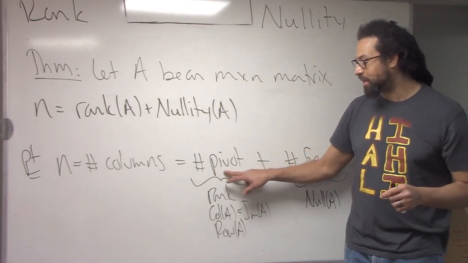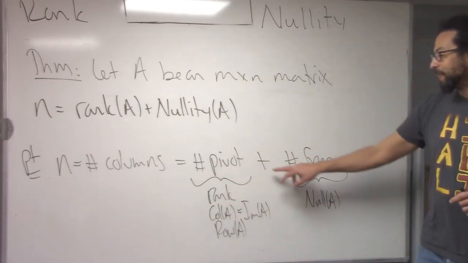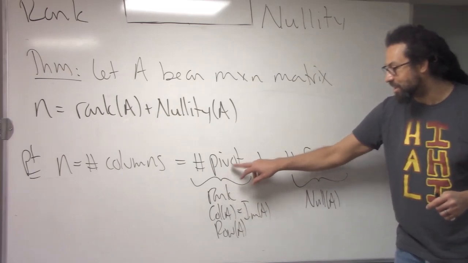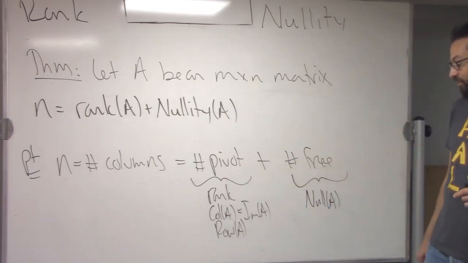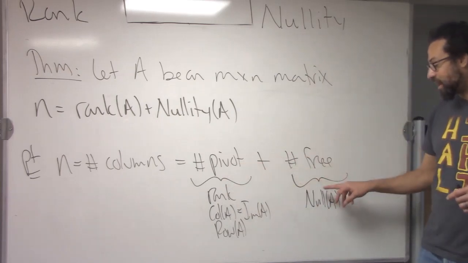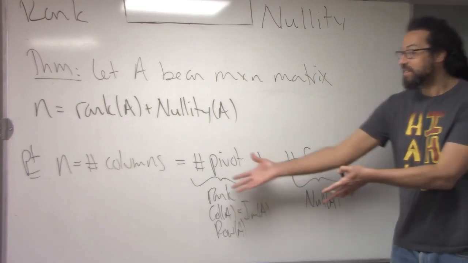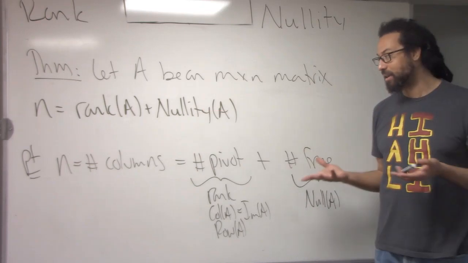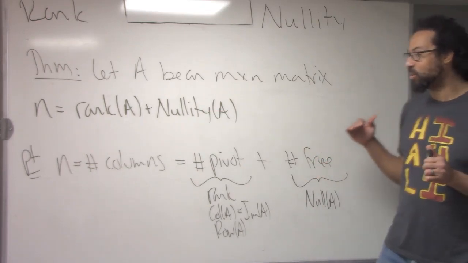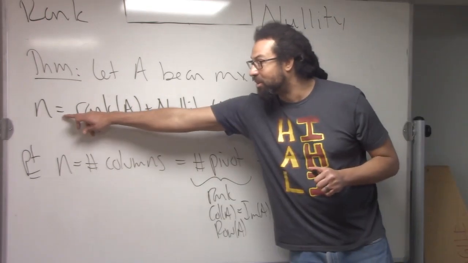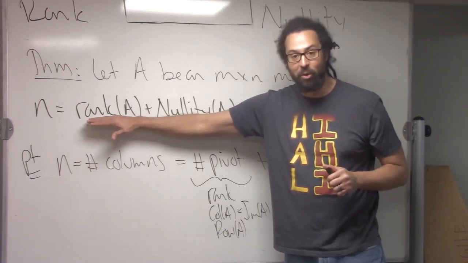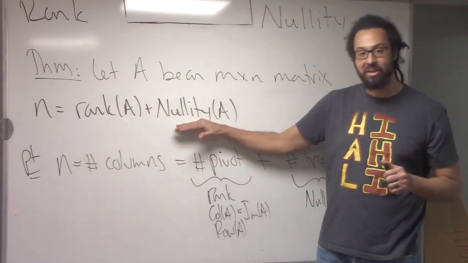So the number of pivot columns, that's the rank. And we know the number of columns is the number of pivot columns plus the number of free columns. The number of free columns is the dimension of the null space. That's the nullity. So this is essentially why you get the rank-nullity theorem. That's definitely something you want to commit to memory. The number of columns is equal to the rank of A plus the dimension of the null space.